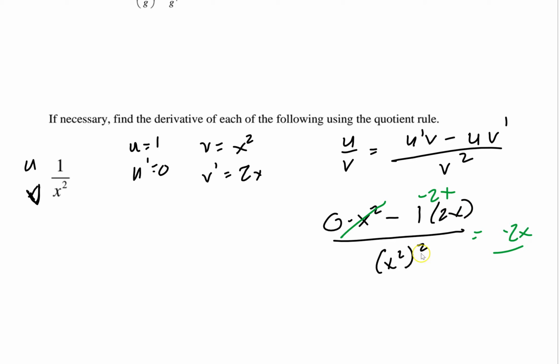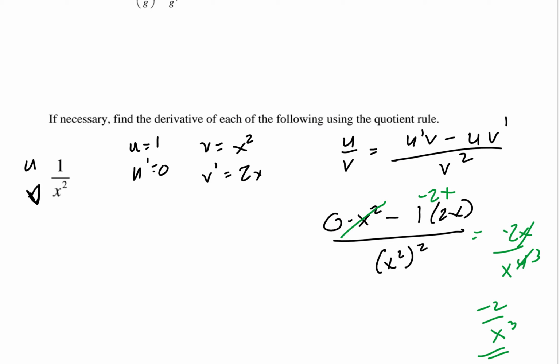Remember, you multiply powers here. X to the 4th. I could reduce that a little bit. Negative 2 over x cubed. And again, unless IB says otherwise, that's actually a fine answer, unless they specifically tell you to put it in this form. But generally with quotient rule, they'll tell you to put it in a certain form. So that's how you do the quotient rule.